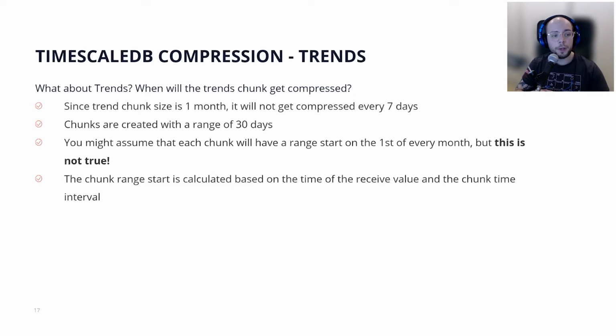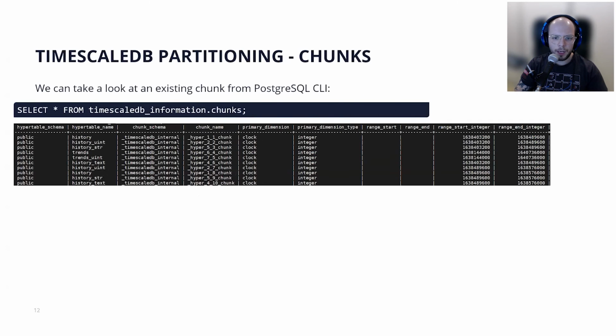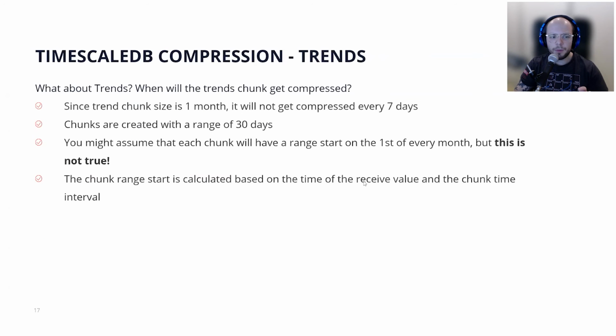And these chunks are created with a range of 30 days. You might assume that each of these trend chunks will begin at the first of every month. It's 30 days, right? Monthly chunks. The start range might be the first of the month and the end range the last day of the month, but this is not true. If you scroll all the way back and look at the range starts and range ends for the trend chunks, you will find them to be a bit random. They are approximately the beginning of the month, but not necessarily the first date.